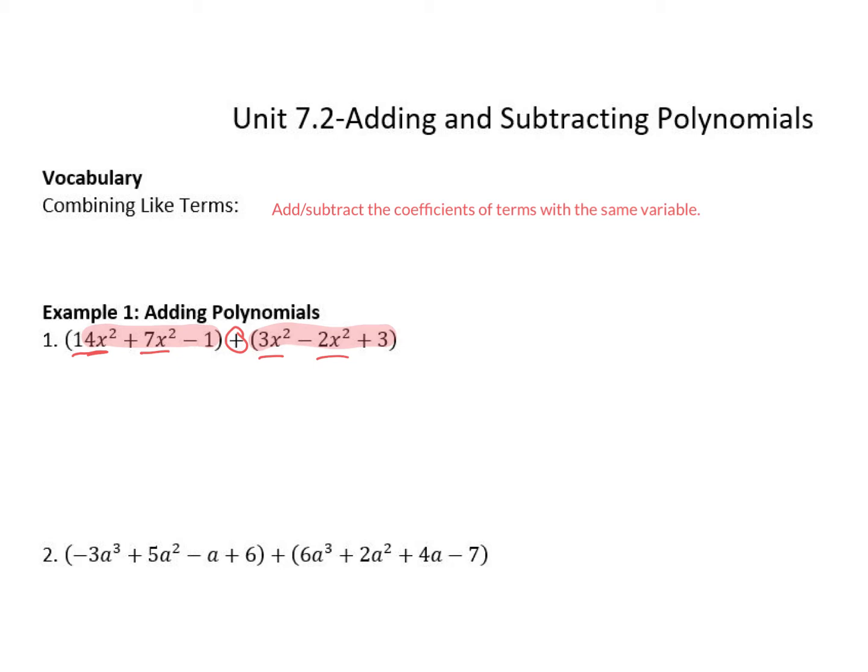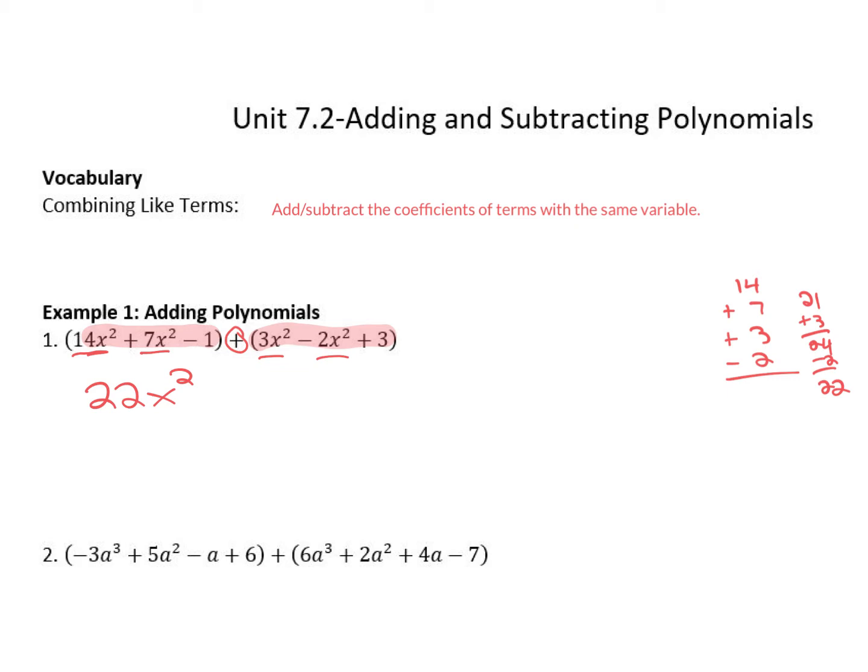So what we're really looking at doing, and I'm just going to write over here on the side, is 14 plus 7 plus 3 minus 2. So if we take a minute to do 14 plus 7, which is 21, 21 plus 3 is 24, and then 24 minus 2 is 22. What that's going to tell us is we have 22 x squareds. Nothing changes in addition with your x squared variable, and now what we just did is combined all of our x squared terms.